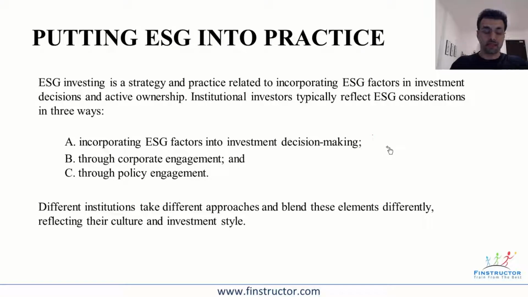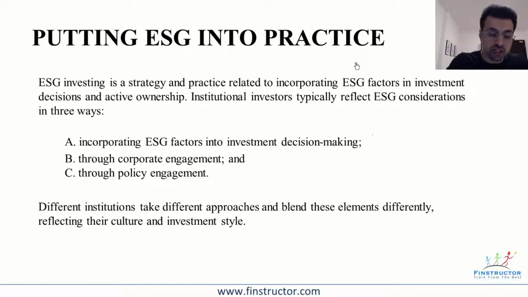Hi there. This is Aditya Aluwalia from Finstructor, and we'll continue our discussion on Introduction to ESG, and we'll study about putting ESG into practice next. And all this will be covered in a lot more detail in the remaining sessions.